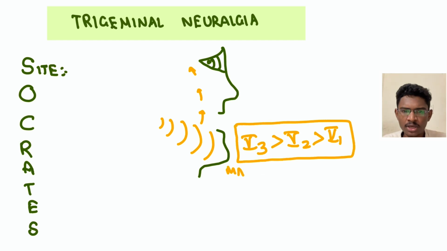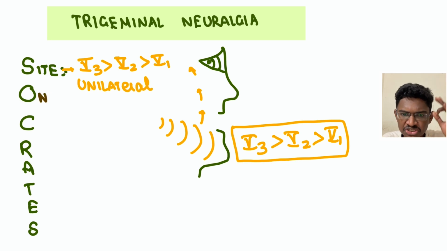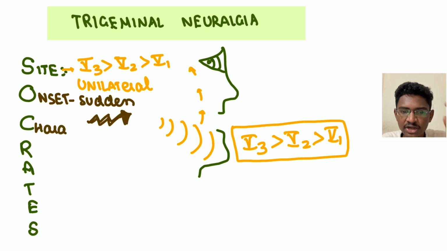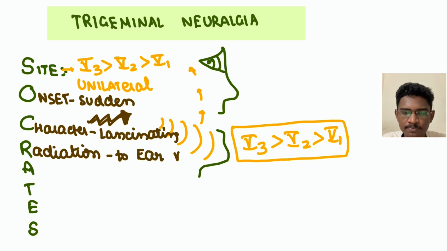Okay. Then, how is the onset of pain? Can you decide when it will come? No. It will come suddenly. Onset will be sudden, lancinating, electric shock like pain, and it will last only for a few seconds to minutes. Only about 1 minute it will last.